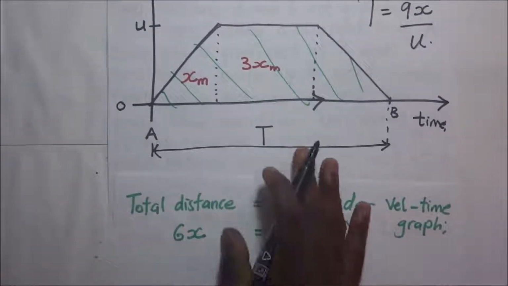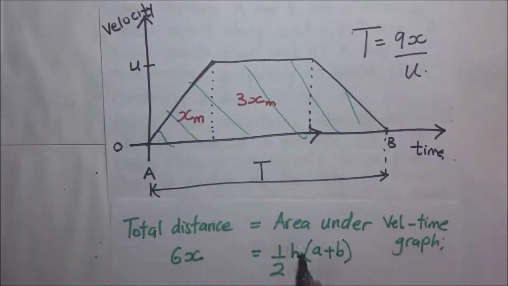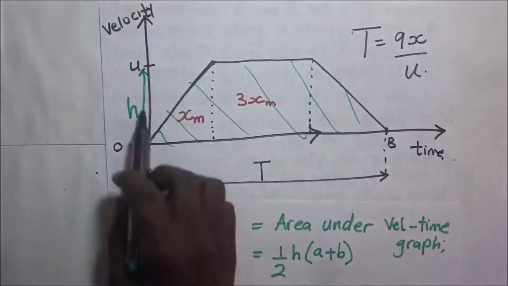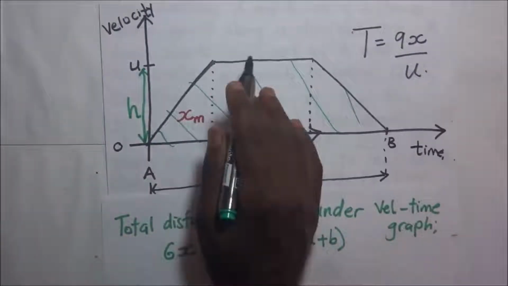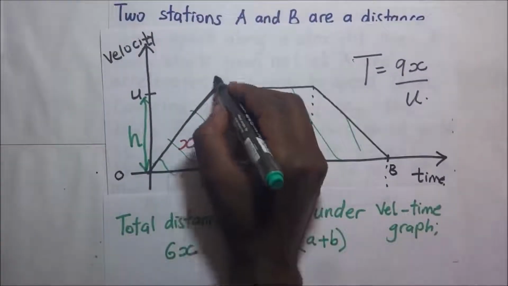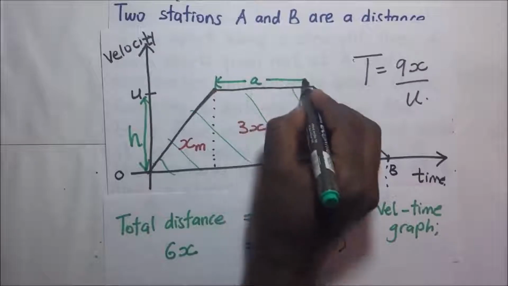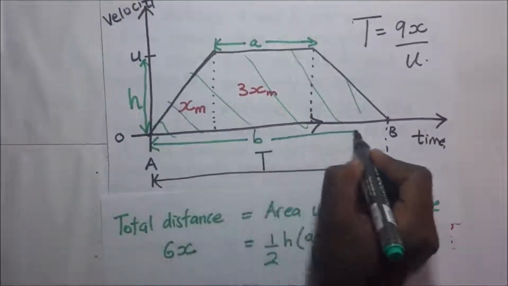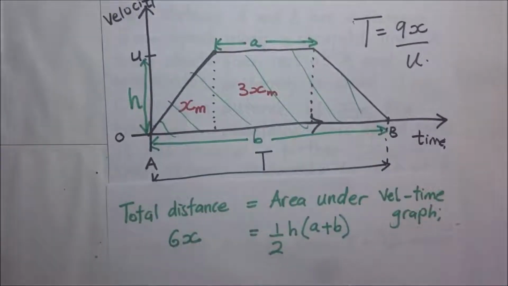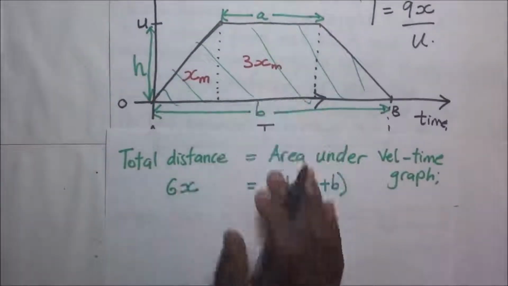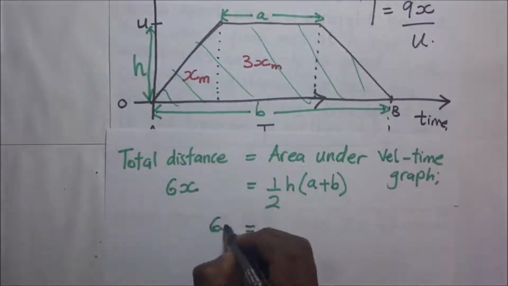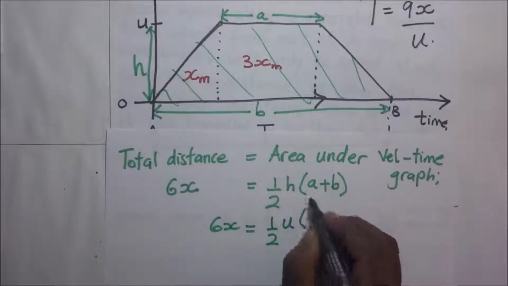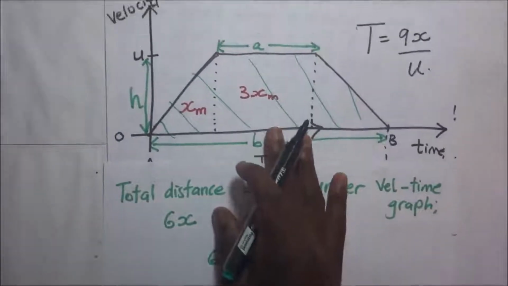Now if you look at this, the height we are looking at here is this. This is our value of H, which is U. Then our value of A here will be this, and our value of B is that. So to substitute, we shall say that 6x is going to be equal to a half times H, which is U, into A. Now we need to get our value of A.